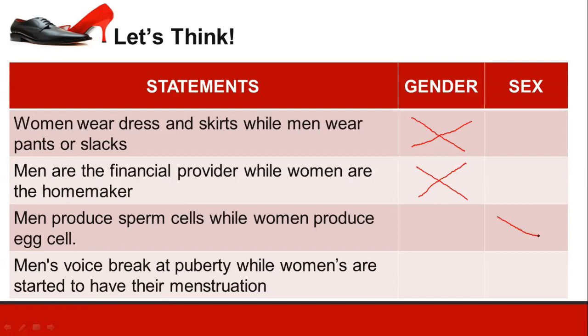Very good. This is sex. Next we have men's voices break at puberty while women start to have their own menstruation. Very good. The answer is sex. Okay. So who among you got all the correct answers? Now let us proceed to our discussion.